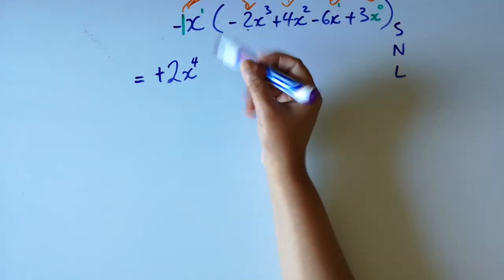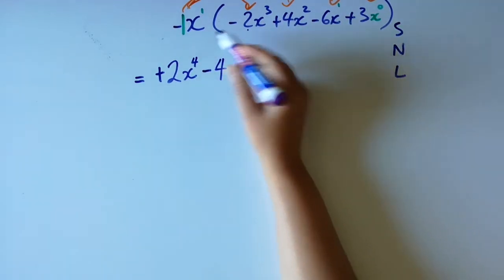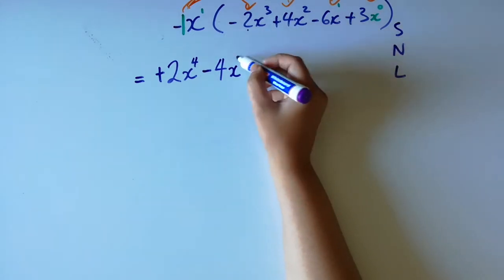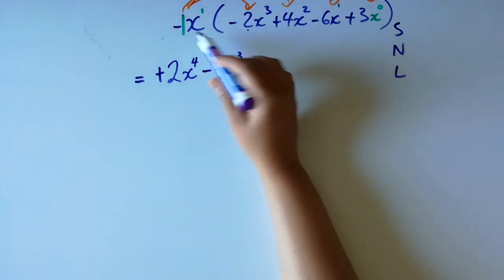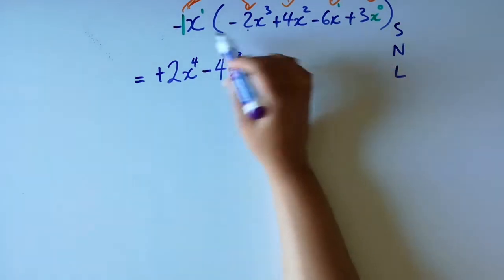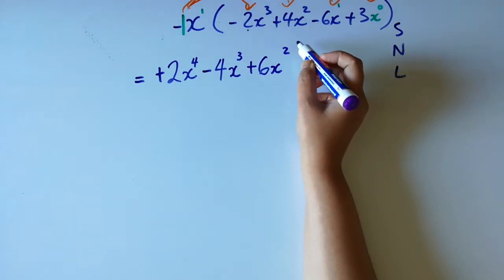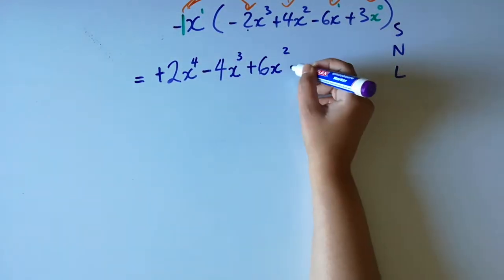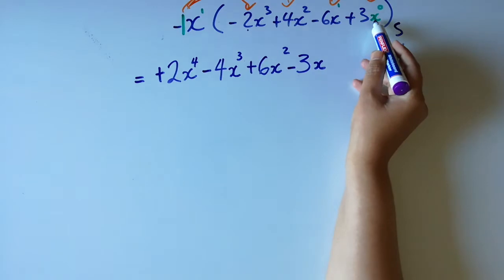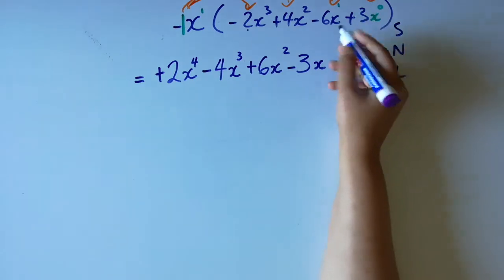Next one, minus times plus, minus. 1 times 4, 4. X to the power 1 times x to the power 2 will give us x to the power 1 plus 2, which is 3. Minus times minus, plus. 1 times 6, 6. X to the power 1 times x to the power 1 will give us x to the power 2. And the last one, minus times plus, minus. 1 times 3, 3. And x to the power 1 times x to the power 0 will give us x to the power 1 plus 0, which is 1.